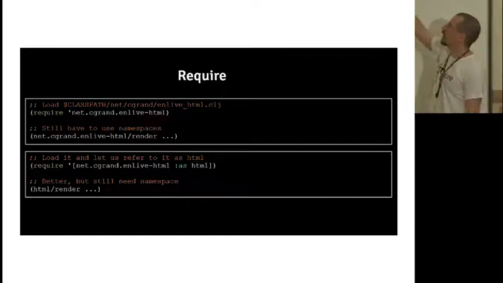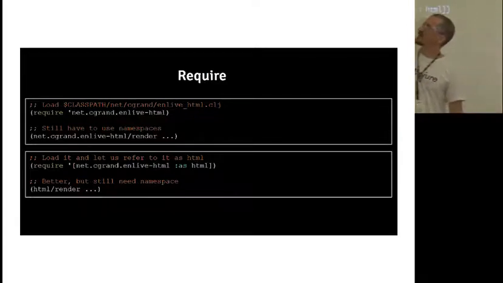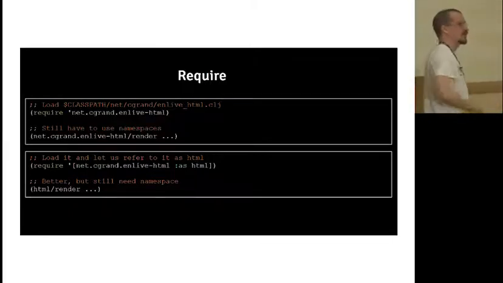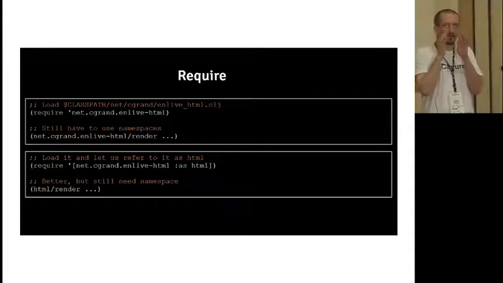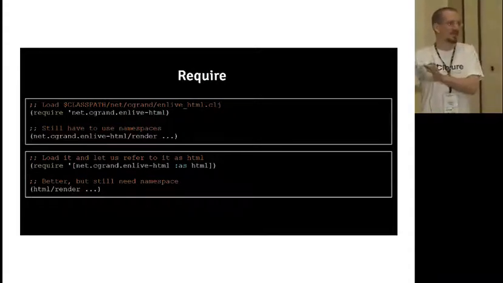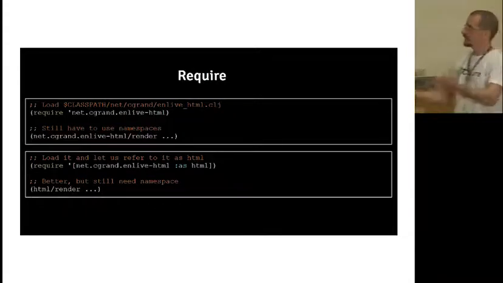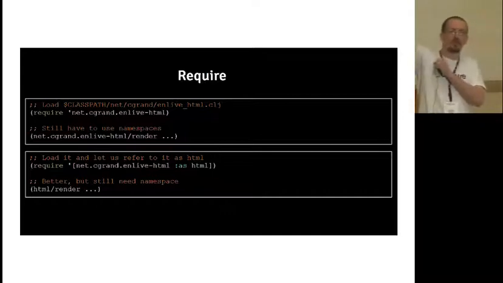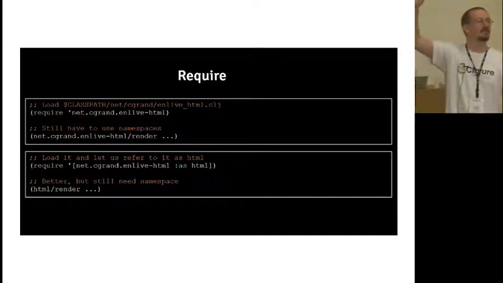We can call, this is a call to the render function. But notice, in order to do that, we have to use this namespace thingy. You have to say net.cgrand.enlive-html/render. When you do require, this is what you get. The code has been loaded. There is a function called render, but it's kind of over there. And we'll talk about what that means in a minute. Okay?